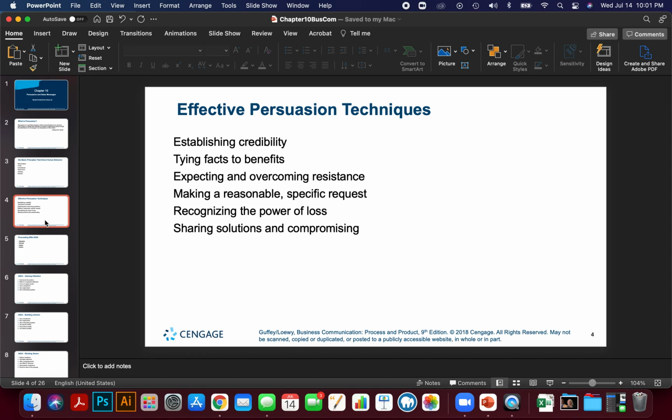Next effective persuasion technique is making a reasonable, specific request. Don't be generic in your request. Be specific and be reasonable. Again, that's one of the best ways to get people to go along with you: not to ask for too much and to be very specific in what you want them to do.